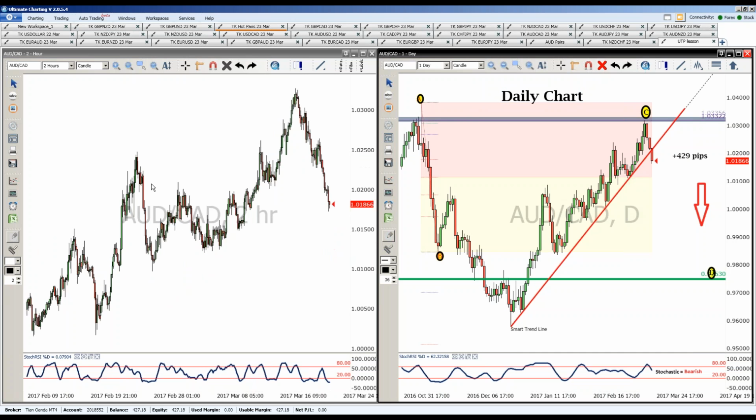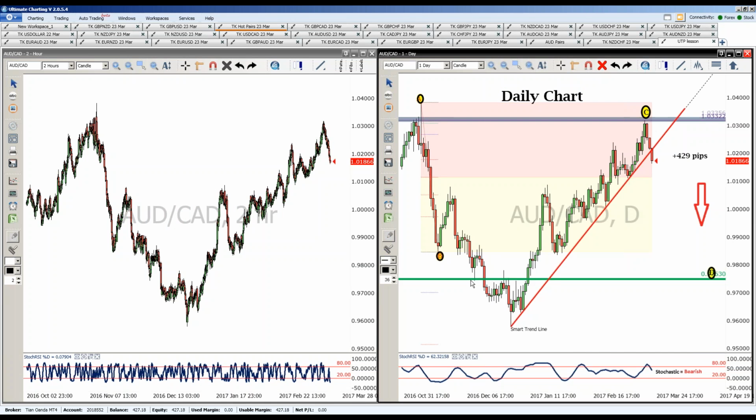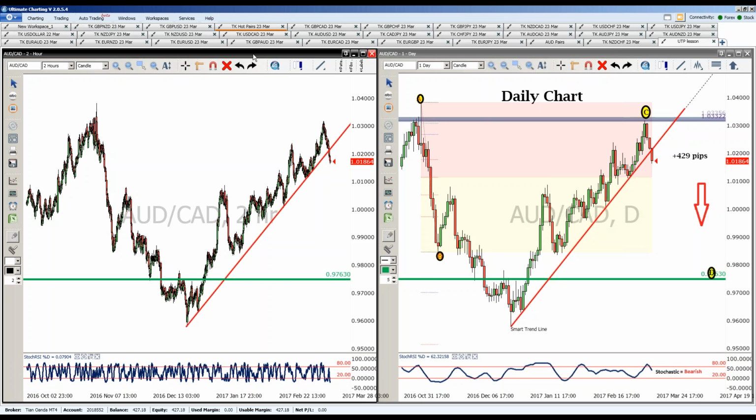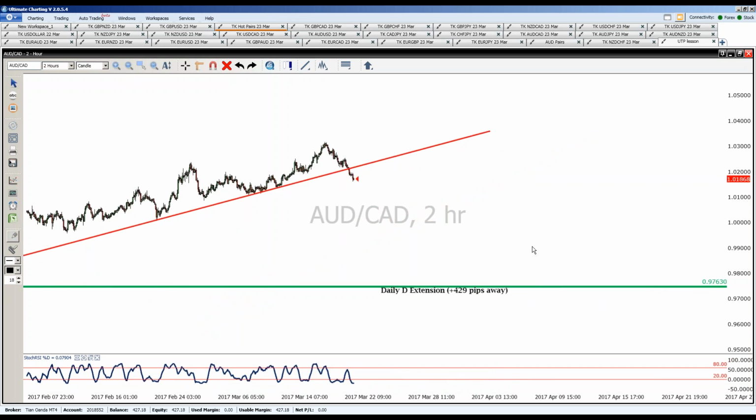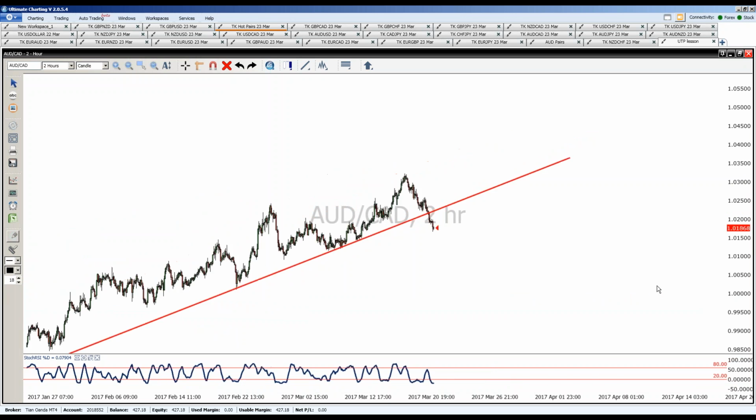Now let's go and have a look at the 2-hour. On the 2-hour chart, I would like to link that counter trend line that got broken on the daily, and also our next level of support, which is going to be the daily D. So this would be the daily D extension, and that is 429 pips away. Now let's have a look at the Fibonaccis on the 2-hour chart.